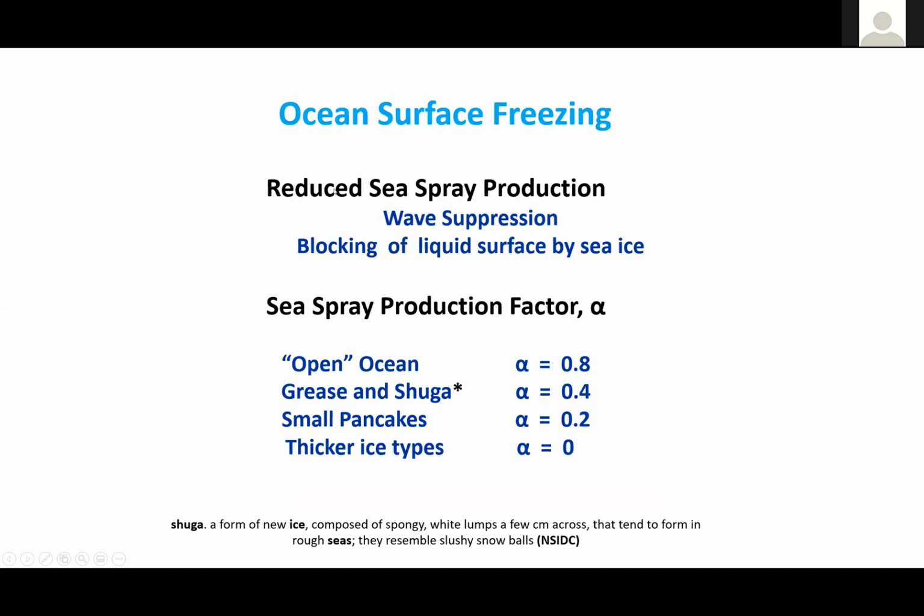So Peter Guest has done some work on effective ocean surface freezing and reduced sea spray production when you get wave suppression because of the formation of the liquid surface by sea ice. He's calculated a sea spray production factor based on these various ice types, so that you have the highest production factor from sea spray with the open ocean. Grease and sugar ice, the frazzle crystals that I mentioned, have lower, and when you get into small pancakes, you don't have any breaking waves, so essentially no sea spray formation, and with thicker ice types, it's essentially zero.